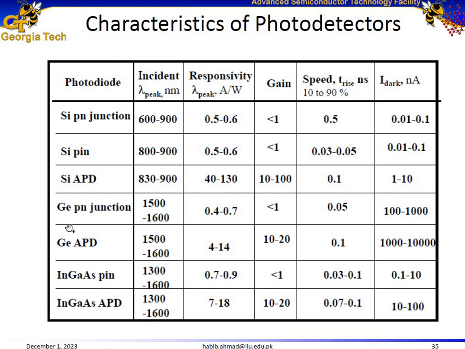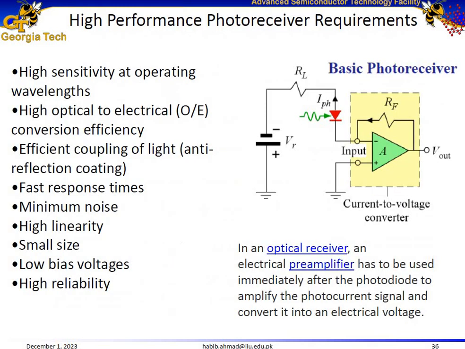Similarly, we have other kinds of photodetectors, germanium based and indium gallium arsenide based. Their wavelength range is generally suitable for communications. Now, we have covered the different types of photodetectors, and we are going to focus now on the noise related to photodetectors.